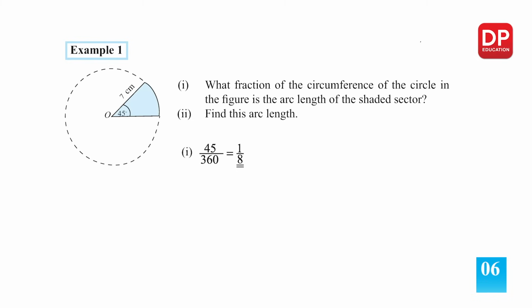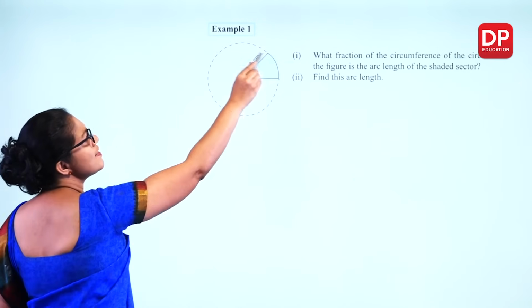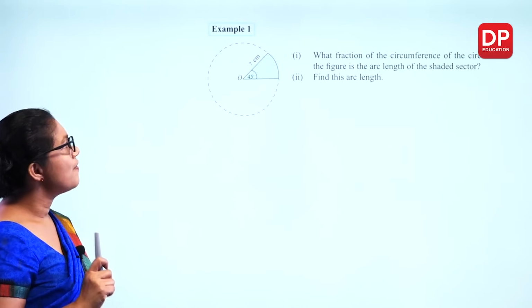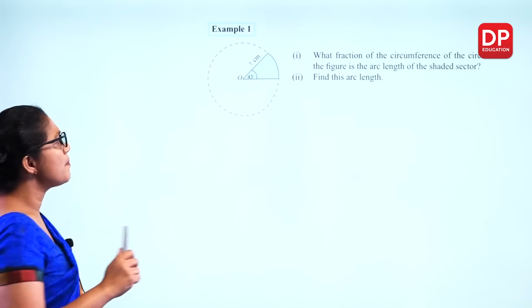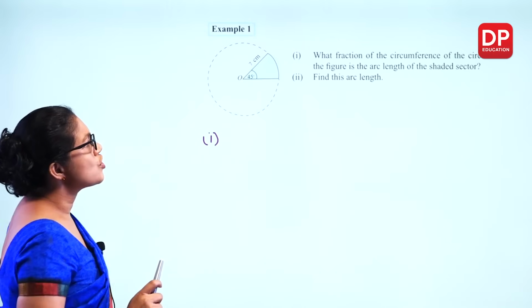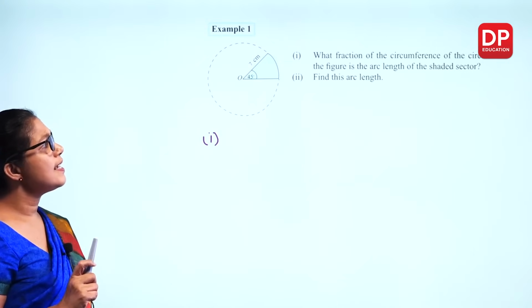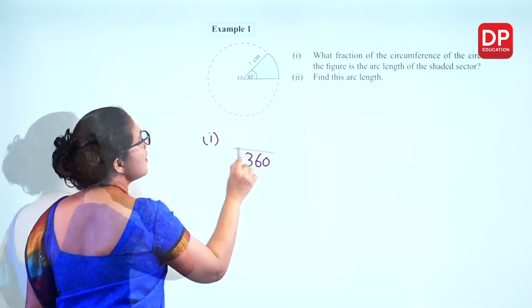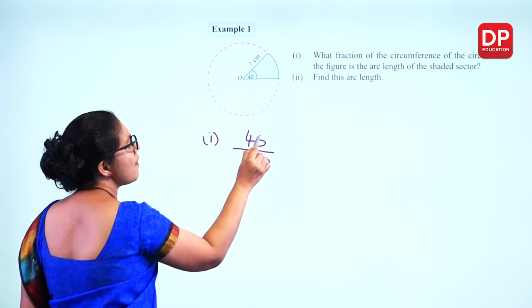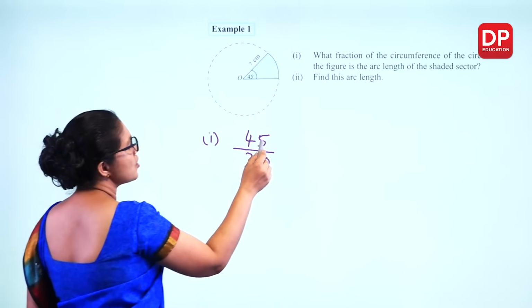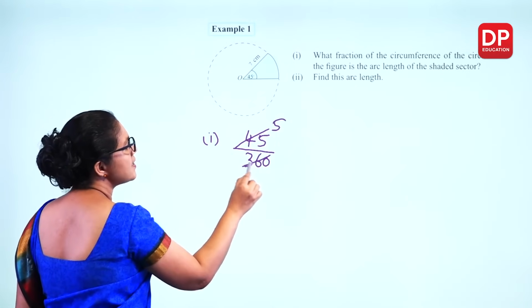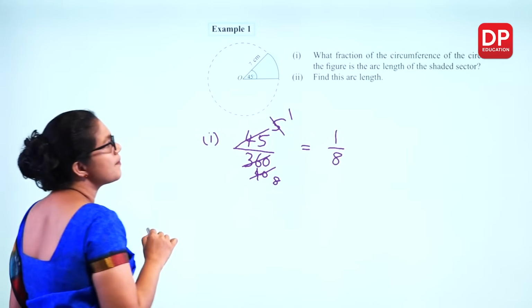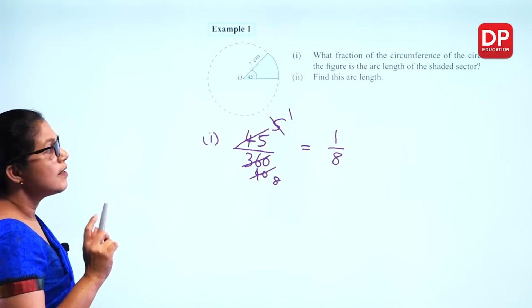Now we'll look at example 1 in your textbook. What is this shape? This is a sector. What is the angle of the sector? 45, and the radius is given as 7 centimeters. For the first part, they ask what fraction of the circumference of the circle in the figure is the arc length of the shaded sector. The full circle is 360, and the angle at the center is 45. So what's the fraction? Divide: 9 times 5, 9 times 40, and 5 times 1, 5 times 8. So 1 over 8.